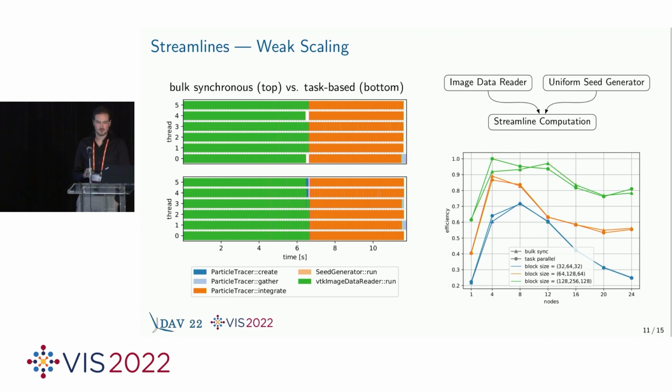And we also see this in the efficiency plot here on the right, where we color-coded different block sizes that are responsible for creating the tasks. Different block sizes in different colors. And the 2 lines of the same color come from the bulk synchronous and the task-based implementations. So again, we see that the block size seems to have a lot more impact overall than the difference between the bulk synchronous and task-based implementations.